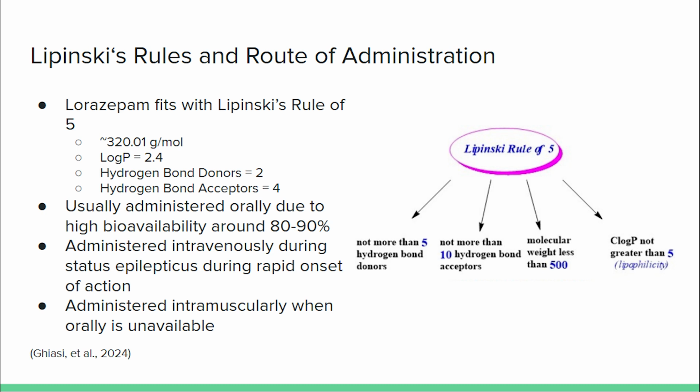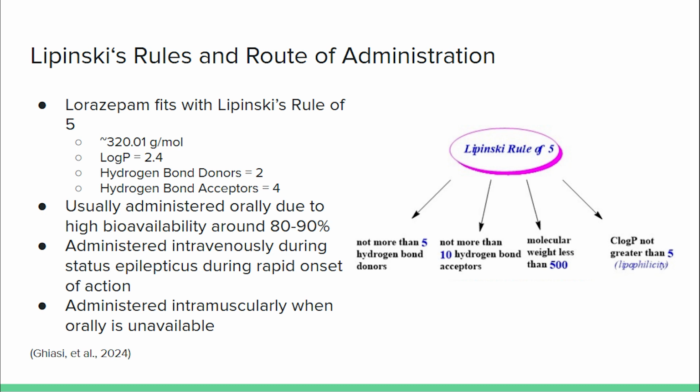Moving on to Lipinski's rules. Just to recap, Lipinski's rules is a way to determine whether a compound would make an effective small molecule drug, where there's four criteria of a molecular weight less than 500 grams per mole, a log P less than 5, less than 10 hydrogen bond acceptors, and less than 5 hydrogen bond donors. Lorazepam fits this criteria as it has a molecular weight of around 320 grams per mole, a log P of 2.4, 2 hydrogen bond donors, and 4 hydrogen bond acceptors.